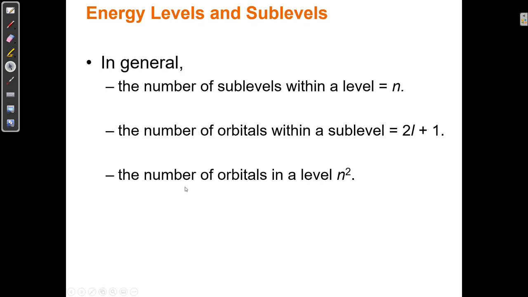The number of orbitals in a level is equal to n squared. So how many orbitals are there in n equals 1? 1, 1 squared. How many orbitals are there in n equals 2? 2 squared, 4 orbitals. How many are there in n equals 3? 3 squared, 9 orbitals.